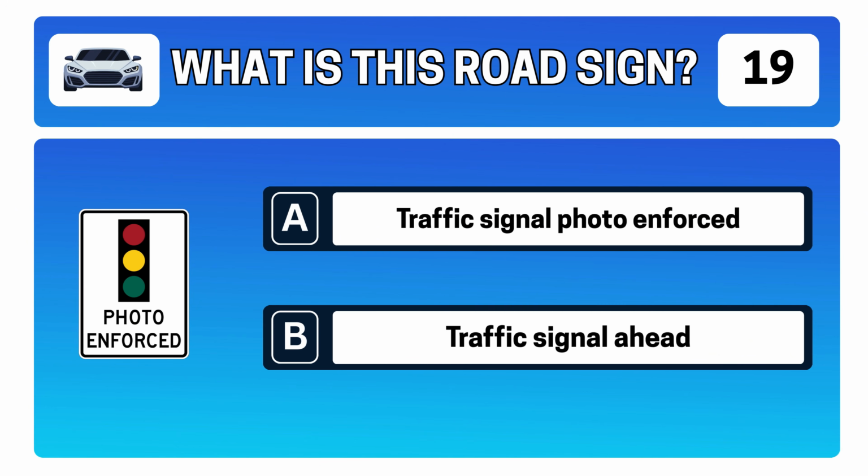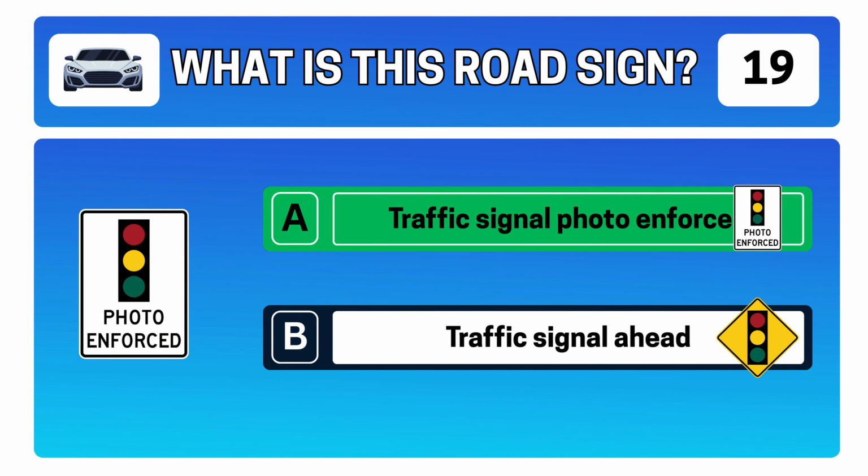Identify this road sign. A. Traffic signal photo enforced. B. Traffic signal ahead. Right. It is the traffic signal photo enforced sign.